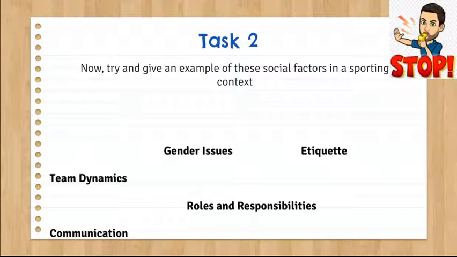Etiquette, they're basically your unwritten rules in a sport. Team dynamics is a team or a group working together to succeed with a common goal. Roles and responsibilities is playing a position in your team and what you've got to do to successfully carry out that position. And communication can be verbal or non-verbal. Okay, pause the video now and try and answer the question.